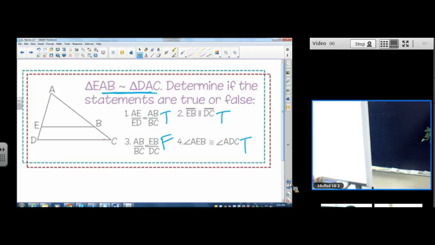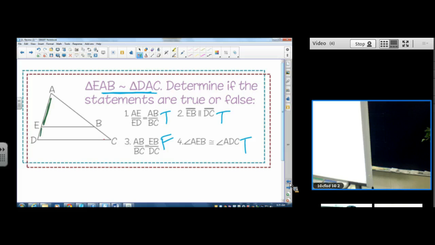Okay, let's explain why this is true. AD is to ED as AB is to BC. That is allowed because we're saying whole over part equals whole over part. I don't recommend you do that unless you totally understand what you're doing, but number 1 is a true statement.